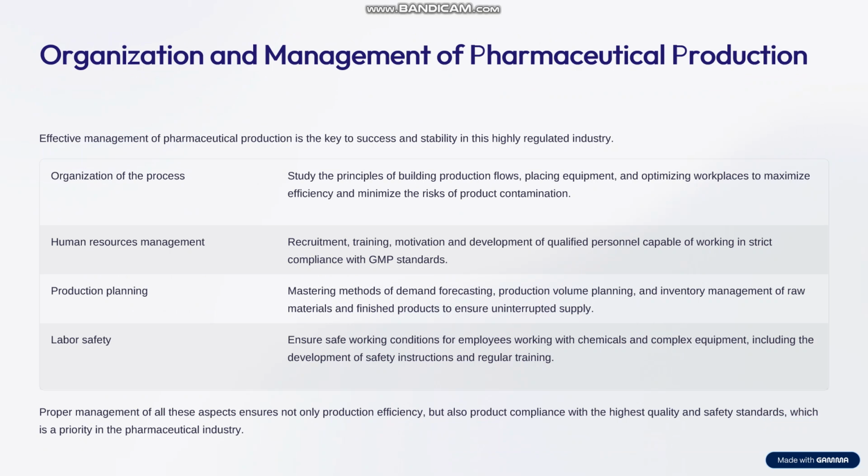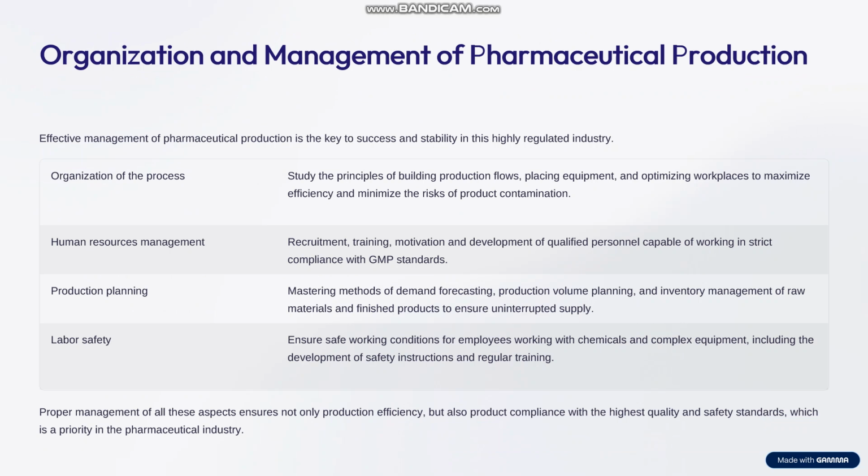Effective management of pharmaceutical production is the key to success and stability in this highly regulated industry. Organization of the process. Study the principles of building production flows, placing equipment, and optimizing workplaces to maximize efficiency and minimize the risks of production contamination. Human resources management. Recruitment, training, motivation, and development of qualified personnel capable of working in strict compliance with GMP standards.